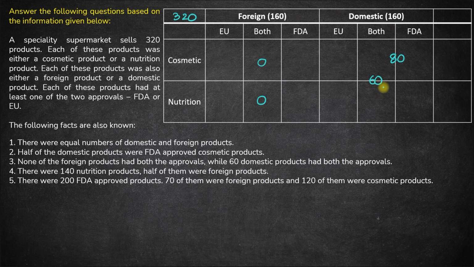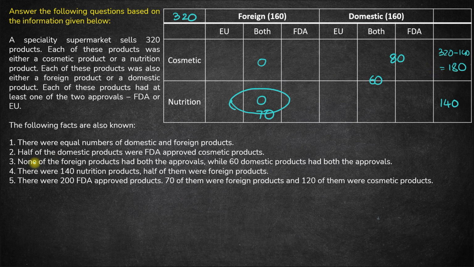Next, there were 140 nutrition products, and half of them were foreign products. So the total nutrition products is 140, and half of them were foreign. That means these three blocks combined are 70. And if you have 140 nutrition products out of 320, cosmetic products will be 320 minus 140, which comes out to be 180.